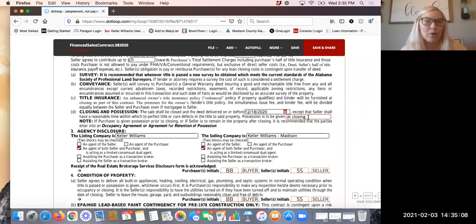Right now, we're not seeing a whole lot of that. We're definitely not seeing occupancy agreements. If anything, we might see some retention agreements for 24 to 48 hours. For example, I'll give you why you would want a retention agreement.